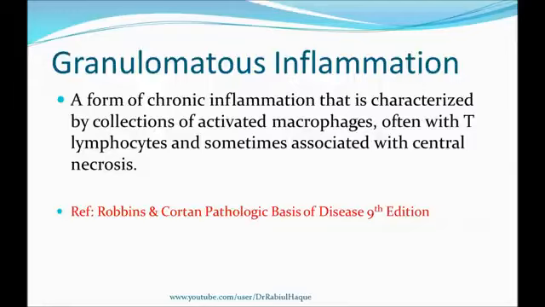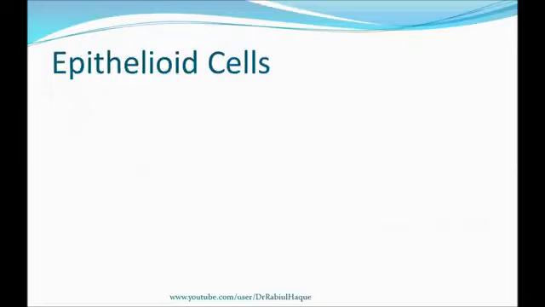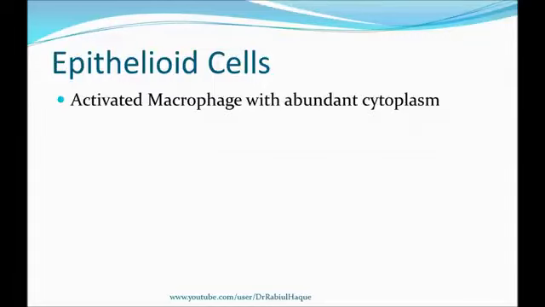Now the examiners may ask you, why does granulomatous inflammation occur? And then your answer will be, granulomatous inflammation develops when a cell tries to contain an offending agent that is very difficult to eradicate. And as we will see later, activated macrophages are the most characteristic feature of granulomatous inflammation, and they will develop plenty of cytoplasm, and they will start to resemble epithelial cells, and then they will be called epithelioid cells. Notice the spelling, and that means they will be epithelial-like, or they will resemble epithelial cells.